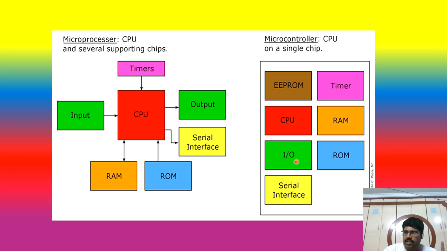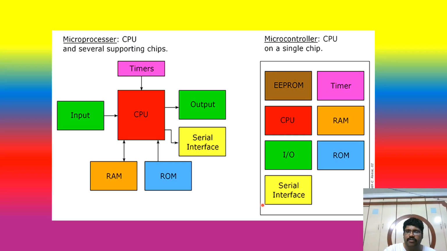That means input devices are there, output devices are there. Along with this, memory, RAM and ROM, like temporary memory, permanent memory. Along with this, serial interface, it includes A to D converters, D to A converters, or serial to parallel converters, parallel to serial converters, whatever it may be. And we are having a timer. If all these components are present in a single silicon chip, then it is called a microcontroller.